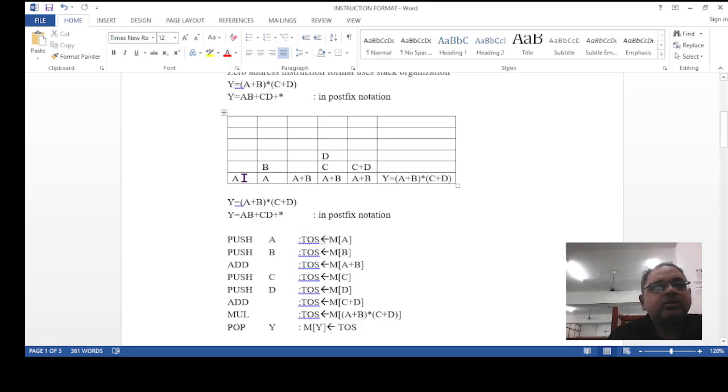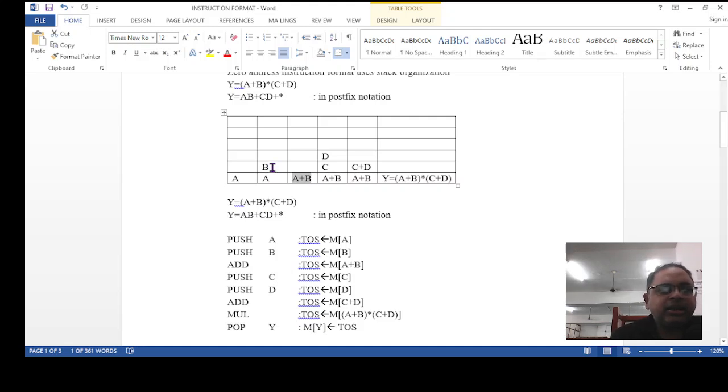So for the sake of simplicity, push A means we have pushed A on the stack. After that, push B, because in postfix there is AB. After that there is the plus operation. For the plus operation there is an instruction, add. What this add instruction will do is add A and B and store the result again on this place. This is a minor point.